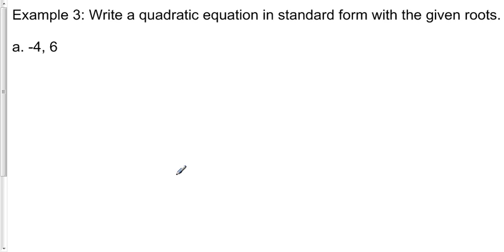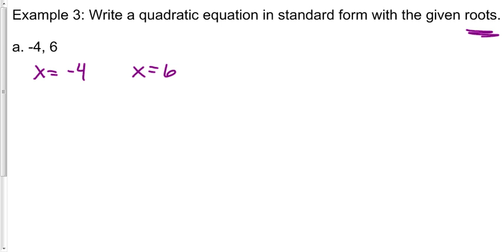Okay, so in this example, we want to write an equation in standard form with the given roots. And roots is just a fancy word for the solutions. Okay, so in this case here, they're telling us that the two solutions are negative 4 and 6. So pick any variable that you want to use. I'm going to use x. We know that the two solutions are negative 4 and 6.